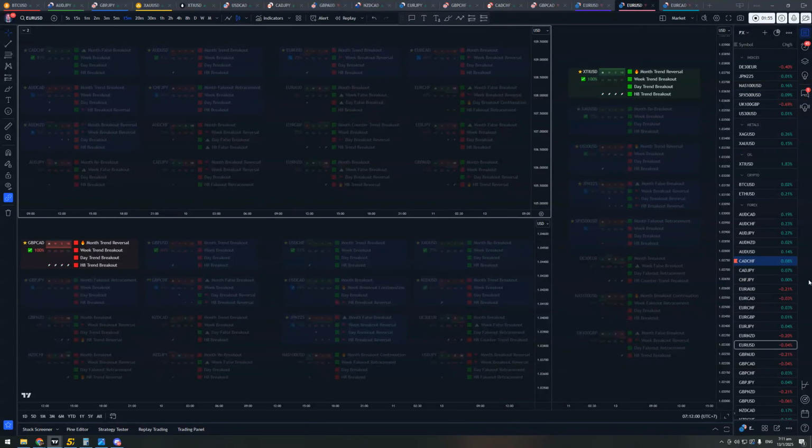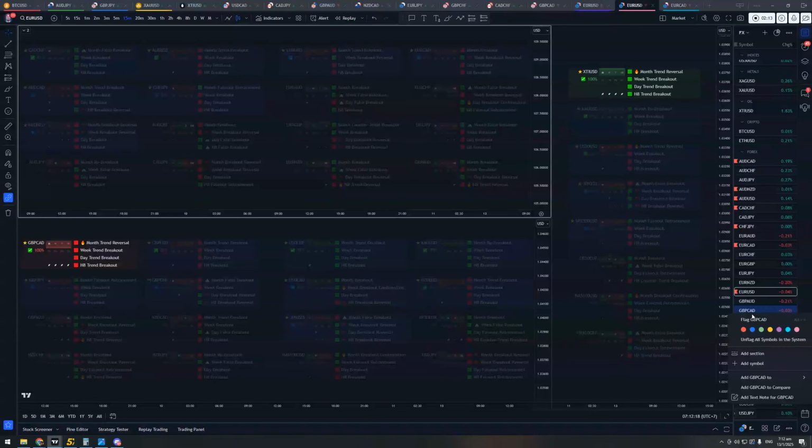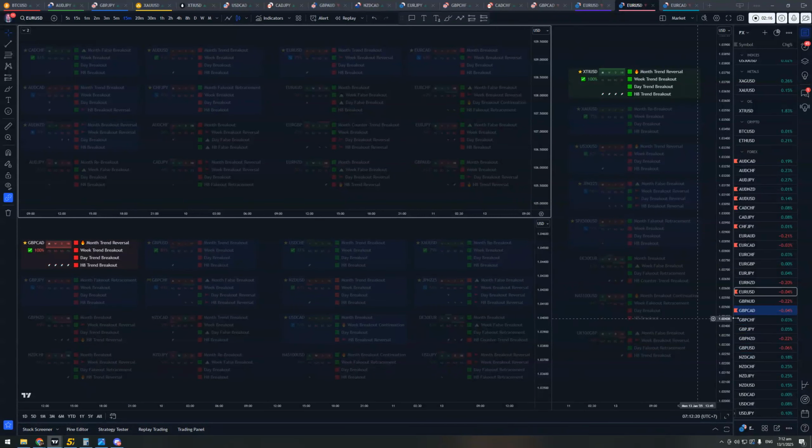So CAD Swiss, Aussie CAD, going to mark them all off the same color since they're all the same type of setup. Aussie USD, Swiss JPY, Euro USD, Euro CAD. So again, I'm marking them all off the same color because they're all the same setup. GBP USD, GBP Swiss, this is a different setup, so I have a different color for this.